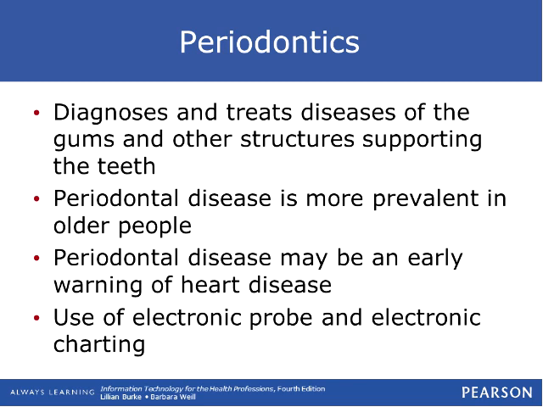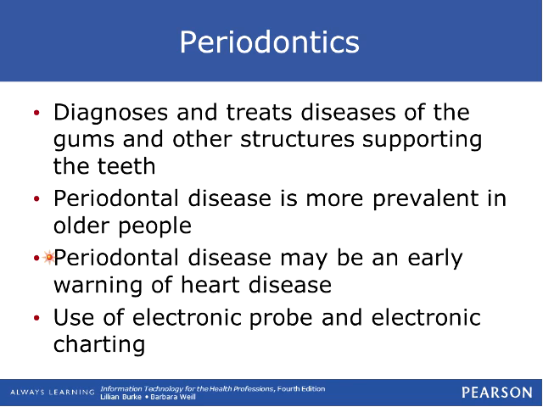In periodontics, which is the diagnosis and treatment of gums and other structures supporting the teeth, periodontal disease is more prevalent in older people, and periodontal disease may be an early warning of heart disease. It is known that people with oral disease, periodontal disease, have a much higher potential for getting not only cardiac disease, but also colon cancer. The bacteria perpetuate the heart disease as well as colon cancer.